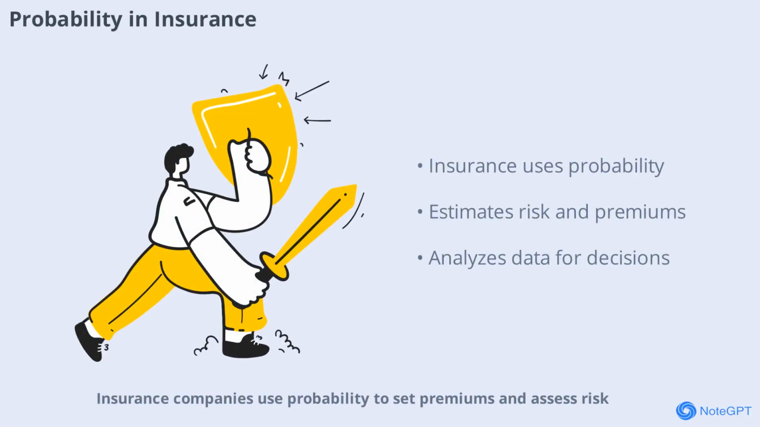Insurance companies use probability to set premiums and assess risk. By analyzing data on accidents, illnesses, and other events, they estimate the likelihood of claims. This helps them determine how much to charge and how to manage their business. Probability is at the heart of the insurance industry.